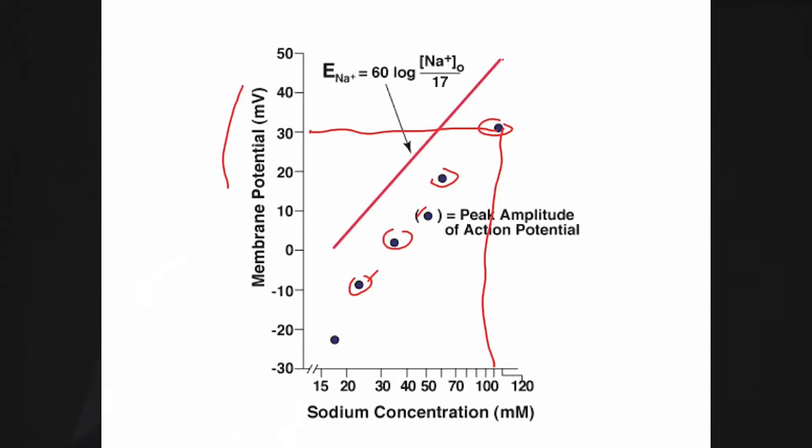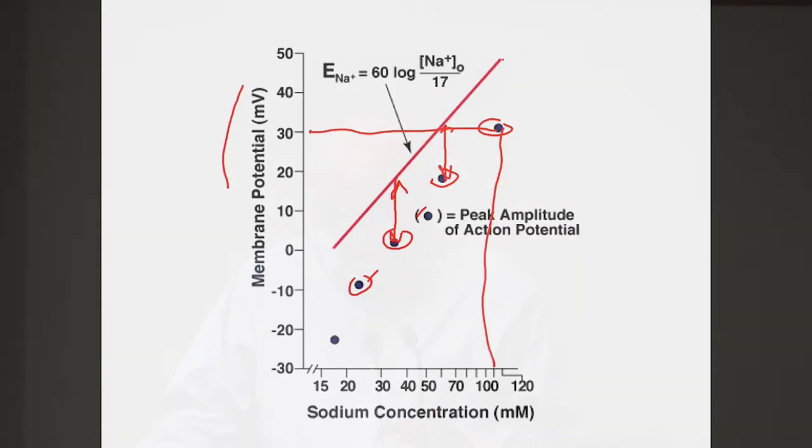But there's a deviation between what you measure and the predicted value. Now, that's actually not too disturbing when you think about it. What this means is that the membrane is becoming highly permeable to sodium during the peak amplitude of the action potential. There's no doubt about that. But it also tells you something else that perhaps is not so surprising. The peak amplitude of the action potential does not equal the sodium equilibrium potential. Why not? You actually know why not.